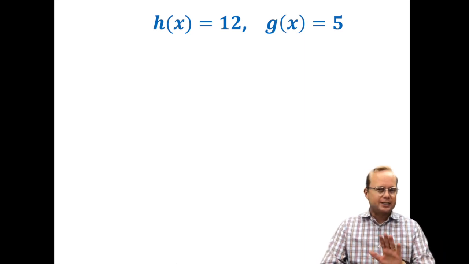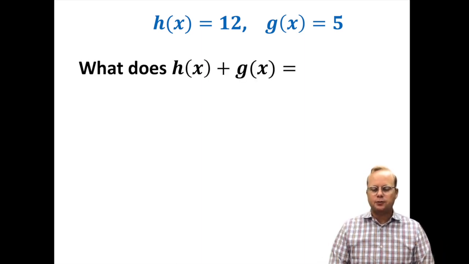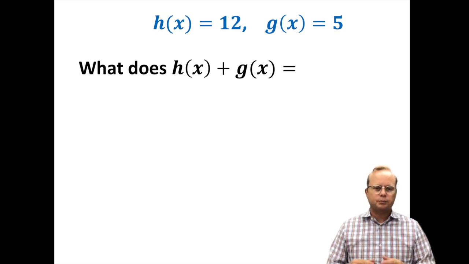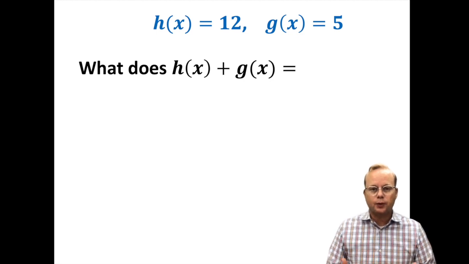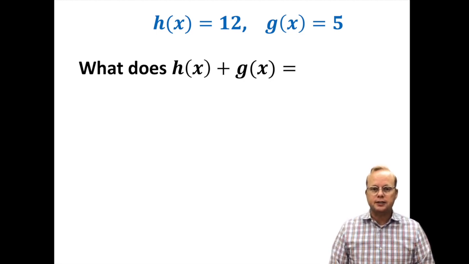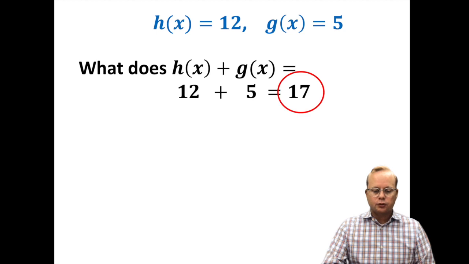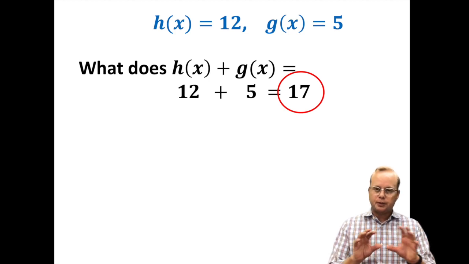Just the same way that we did the previous one, what's h of x plus g of x? In the previous one, we just plugged in our values: 7 for x and 14 for y. Right here, I know the value of h of x is 12, and I know the value of g of x is 5. So I'm just going to go 12 plus 5, and that gives me a total of 17. All we're doing is plugging these values in.